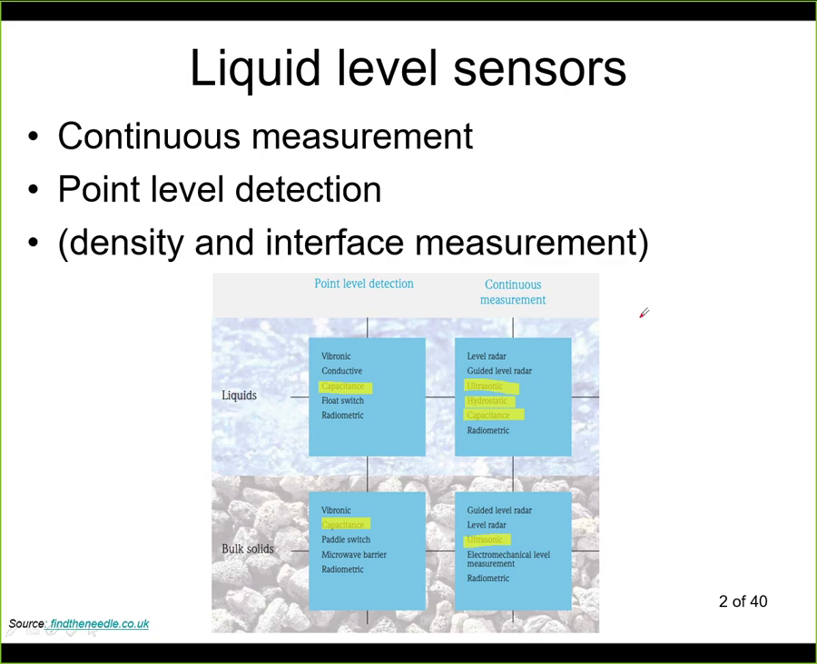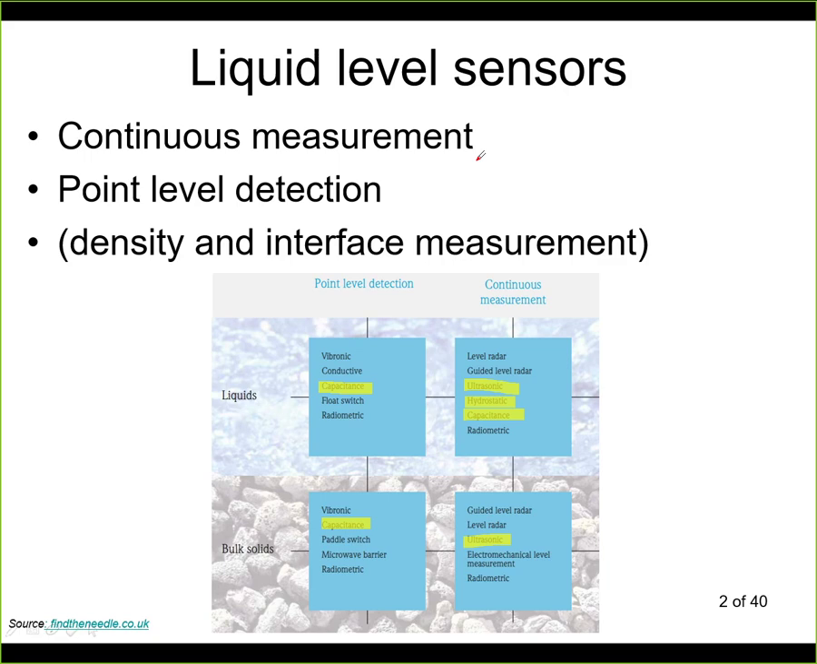The first group will provide us a continuous measurement. So it will be able to give us directly the distance between the sensor and the liquid level. So we will see, for example, that the liquid level in our tank is 5 meters. If it changes to 4 meters, we will see this also with this kind of sensor.